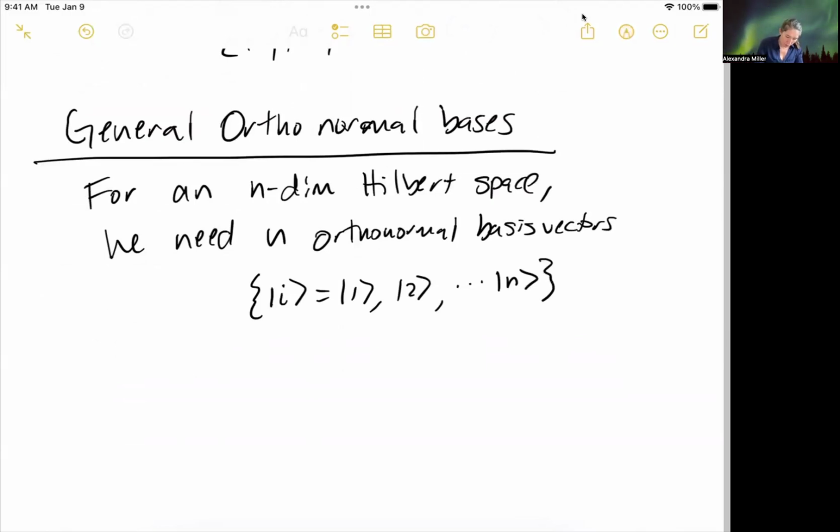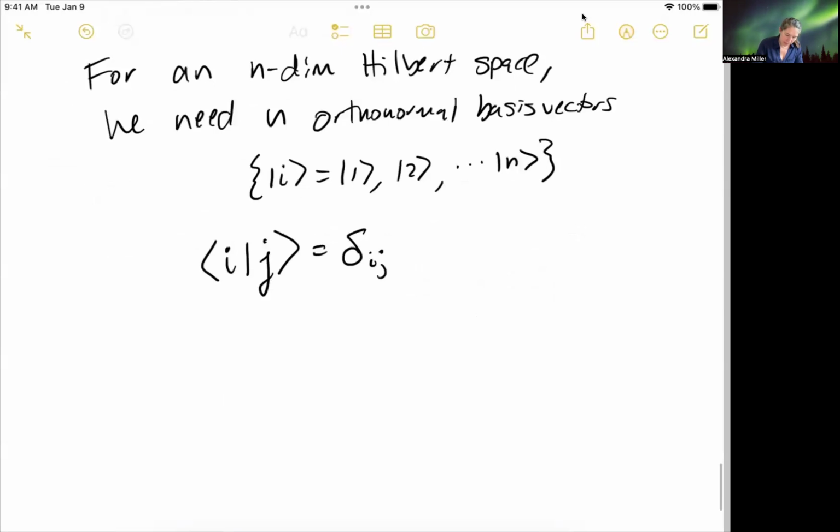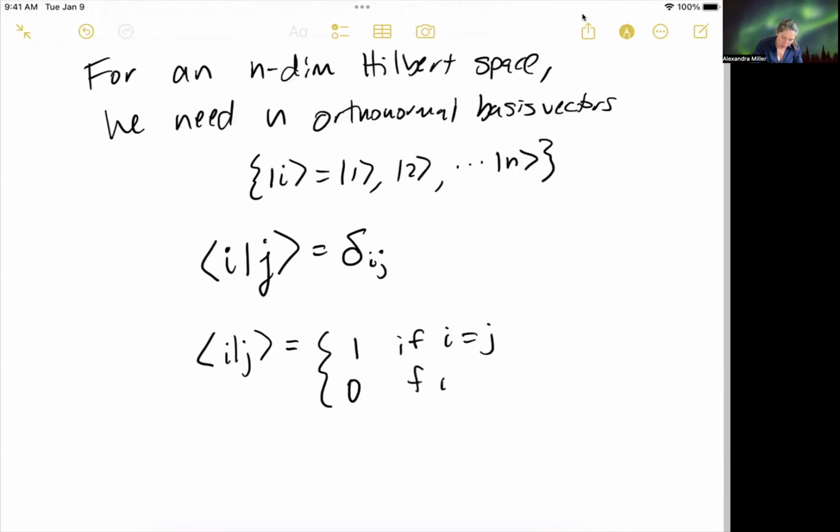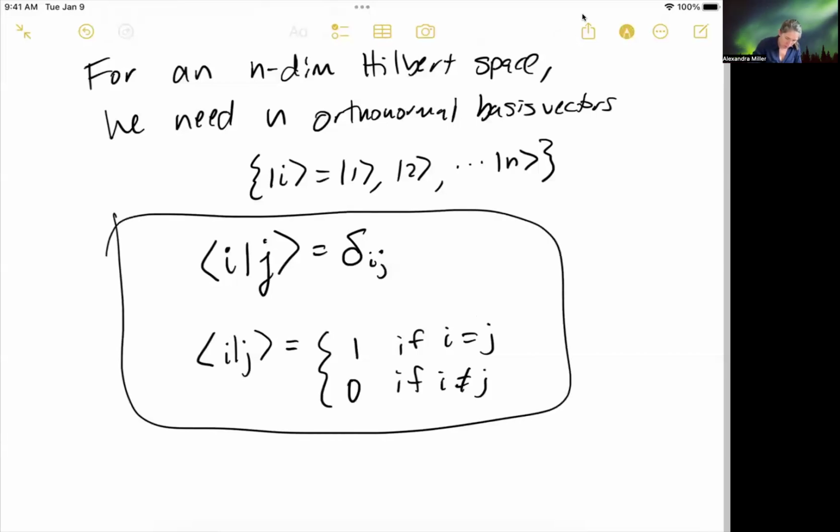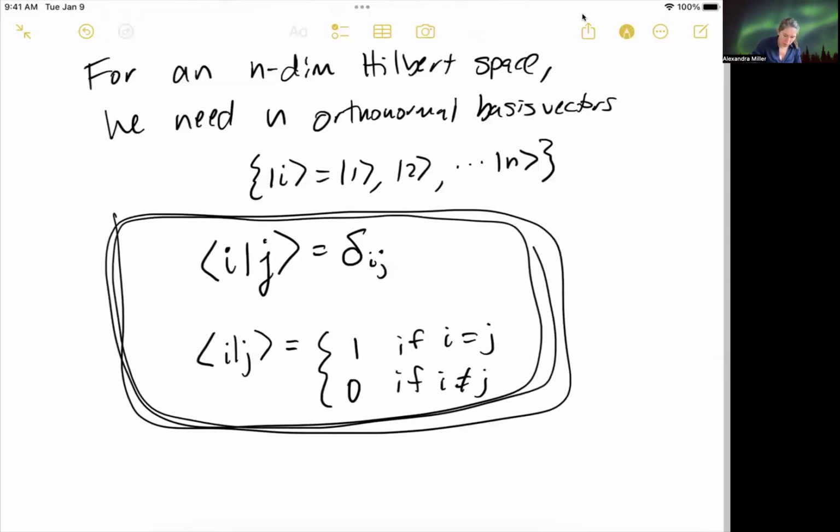The fact that they're orthonormal means that the inner product of i and j should be equal to a Kronecker delta, right? Because this means that the inner product is equal to either 1 if i equals j, so that's again if we're taking the inner product between two of the same basis states, or 0 if i is not equal to j, in the case that they're orthogonal. So this is the general thing that you want to really remember about basis states.